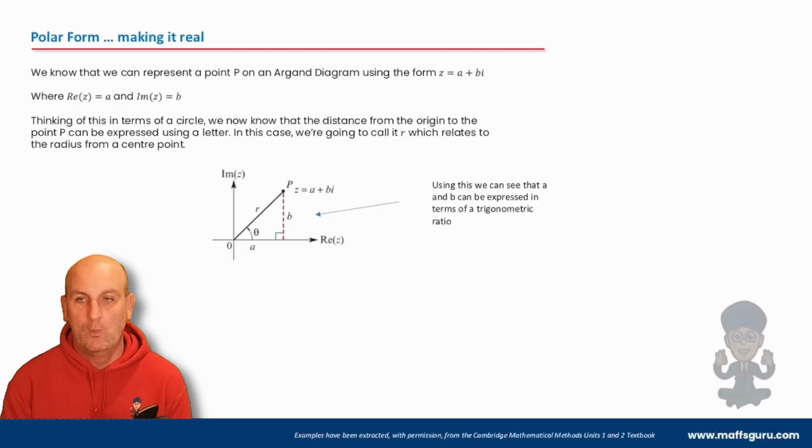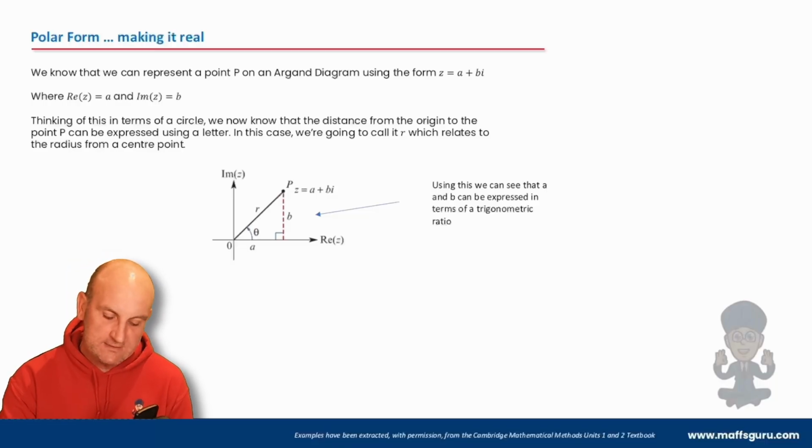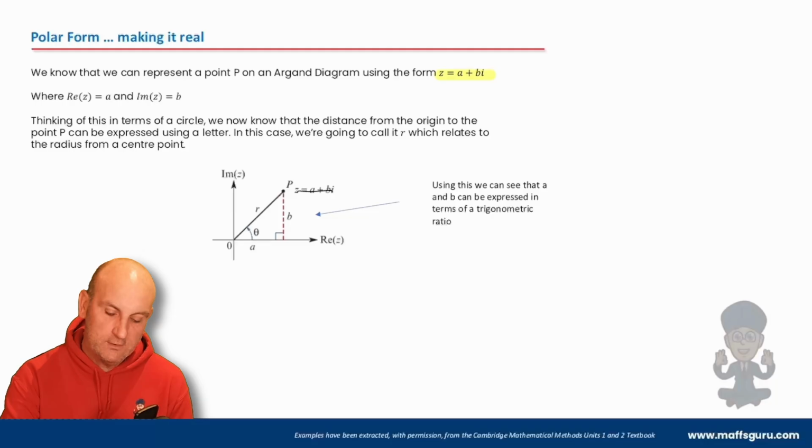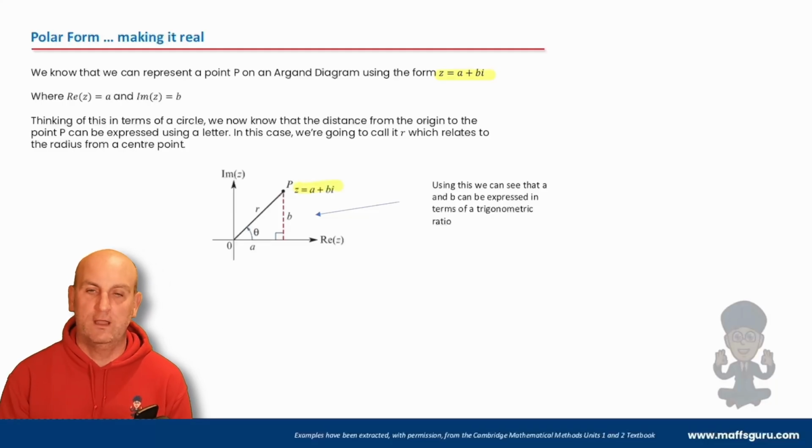Polar form. We know, as I say here, that we can represent a complex number as a coordinate on an Argand diagram. So z equals a plus bi, which is our standard form, can be represented here as a point on an Argand diagram.